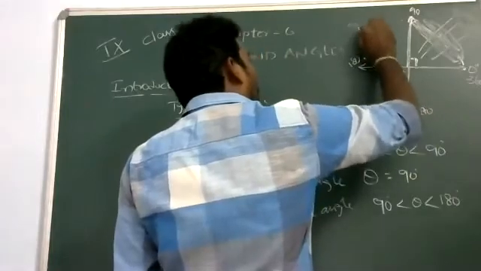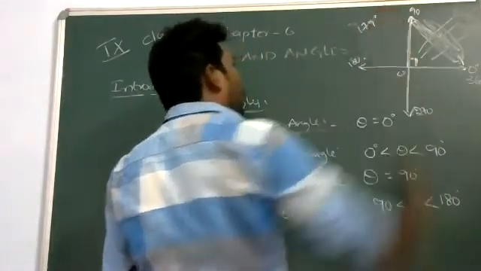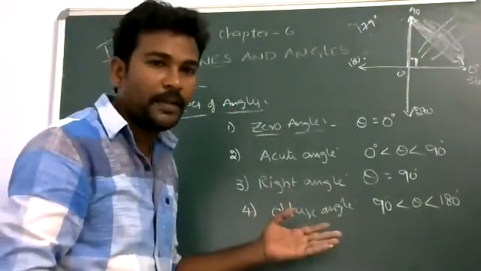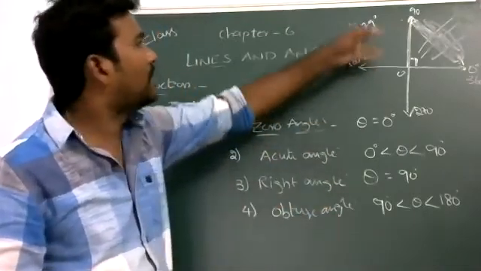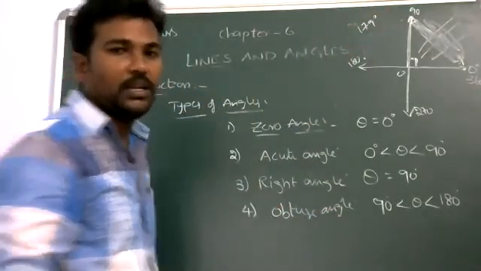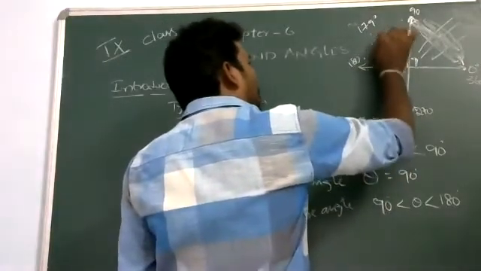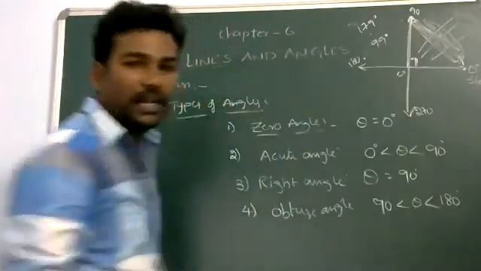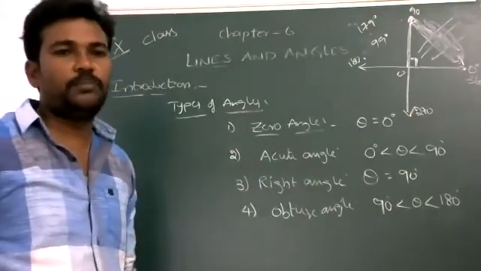Suppose here you can see 179 degrees. That is less than 180 and more than 90, so those angles are called obtuse angles. Suppose 99 degrees. Yes, it is also an obtuse angle.